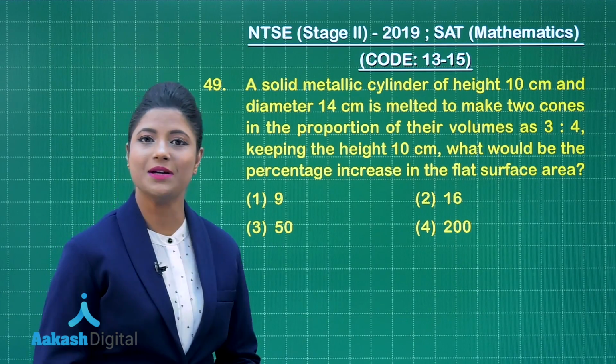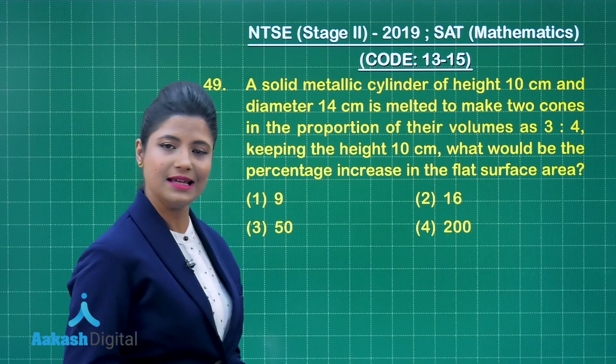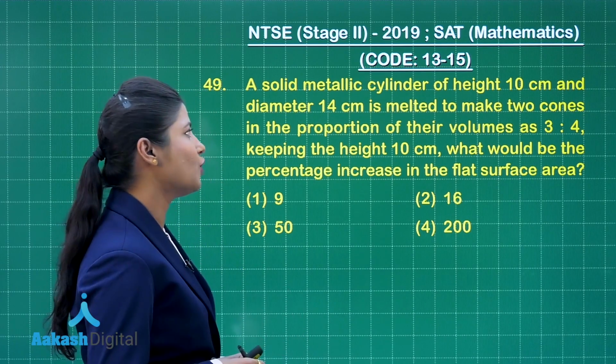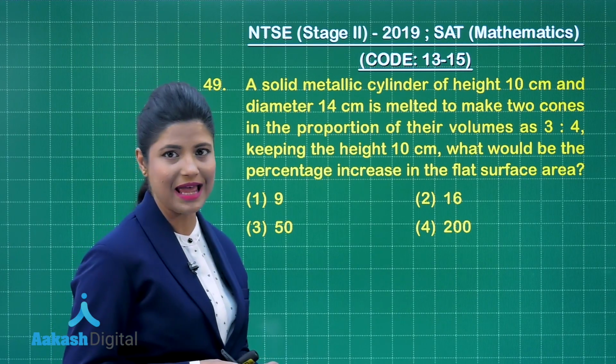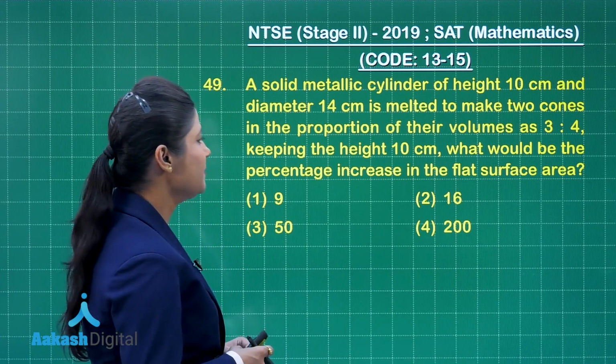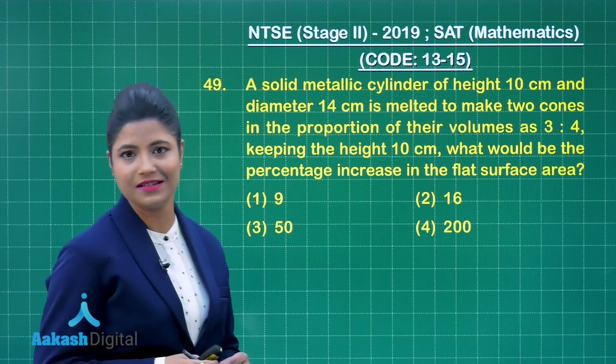Now let's discuss question number 49. It states that a solid metallic cylinder of height 10 centimeter and diameter 14 centimeter is melted to make two cones in the proportion of their volumes as 3:4. Keeping the height 10 centimeter, what would be the percentage increase in flat surface area?